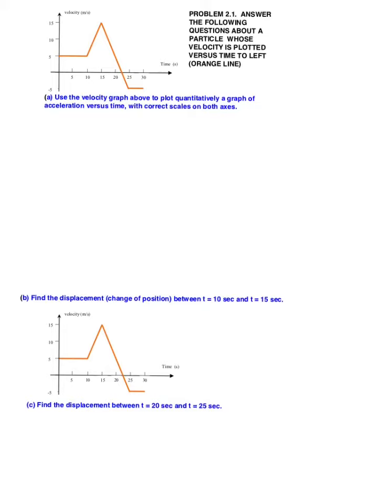So we have a particle here moving on a graph that has velocity versus time, and we're asked to find a couple of things from this. One, find the acceleration. Two, a couple of displacements.